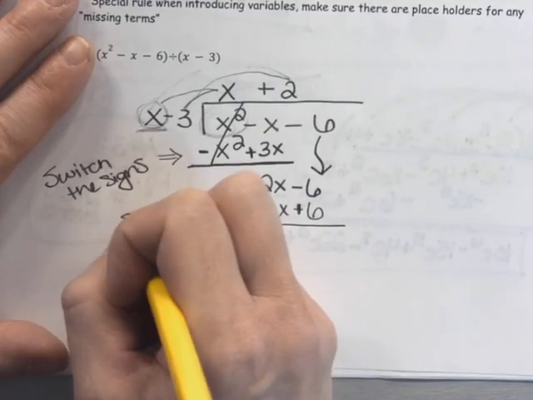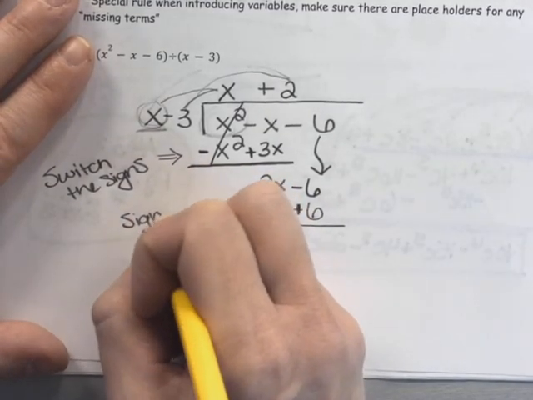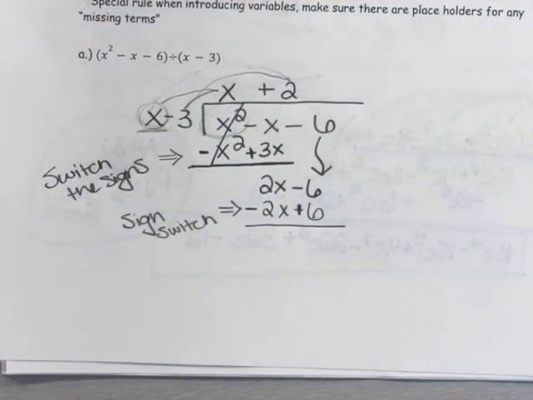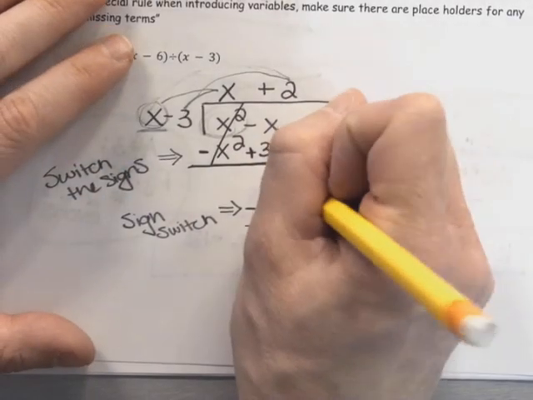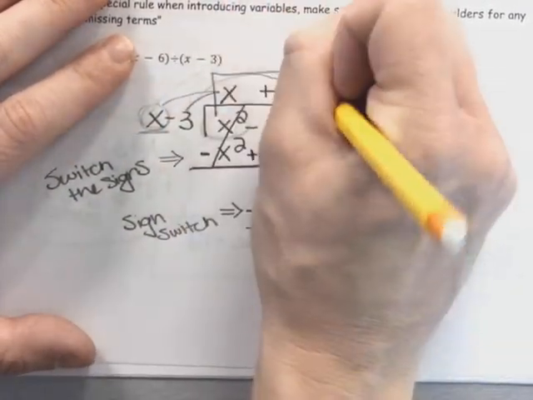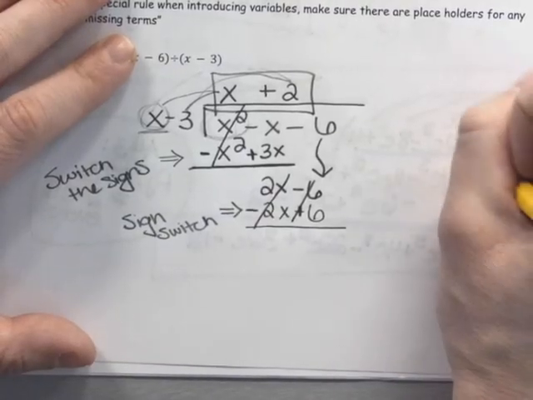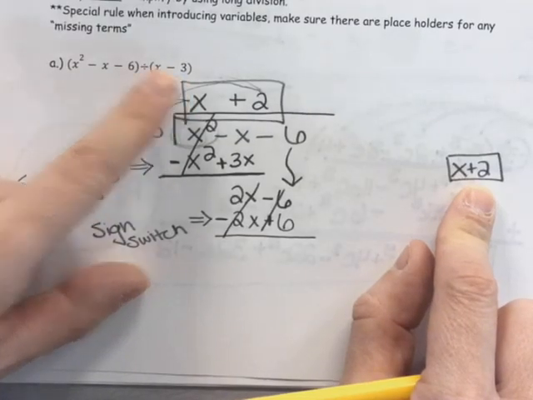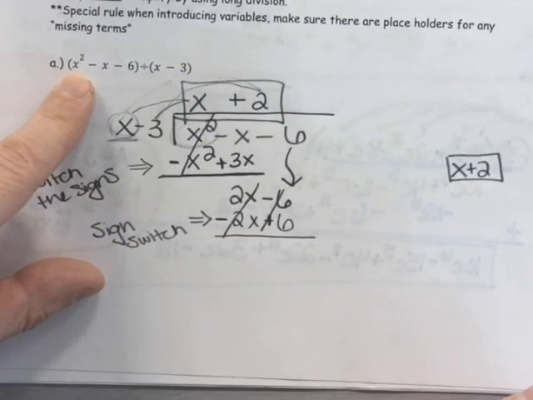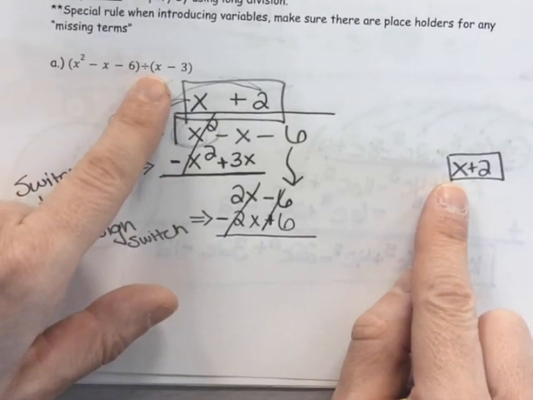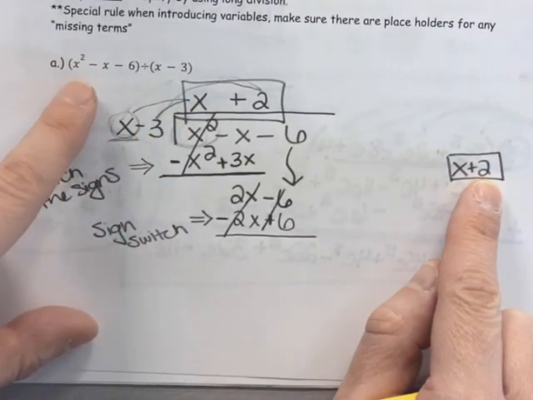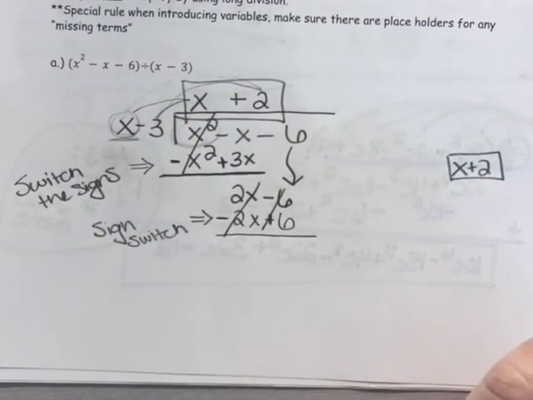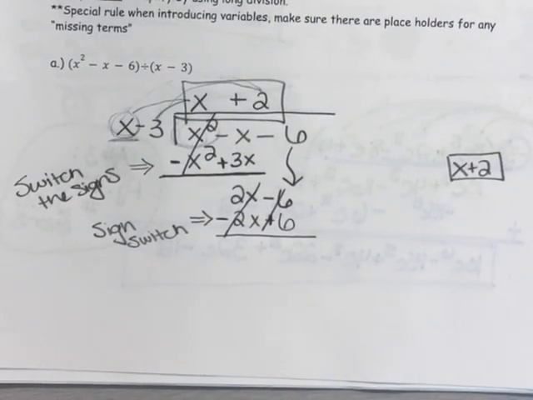So again, here's another sign switch. All right, what happens? It cancels, so my answer is just this. So if you were to take x plus 2 and multiply by x minus 3, would you get back to where you started with? X squared, negative 3x, positive 2x, yep, that gives me negative 1x. Negative 3 times 2, yep, that gives me negative 6. So do you see how you can go back and check your work?